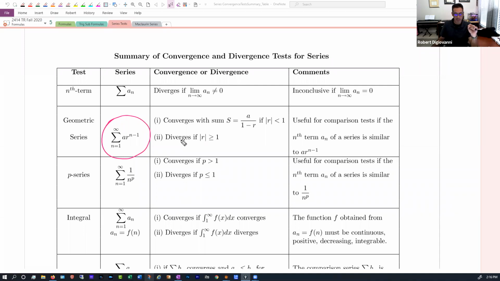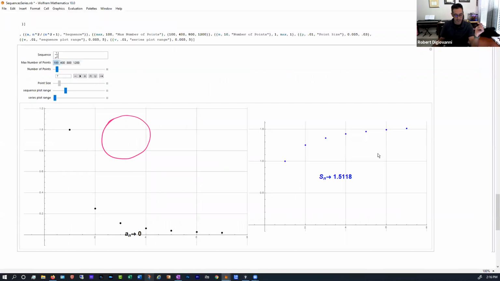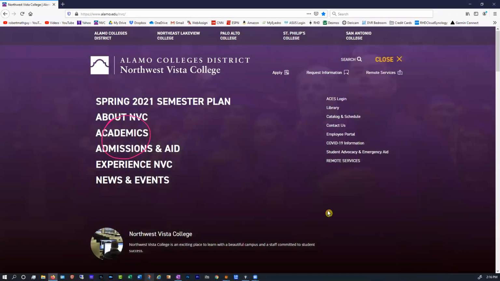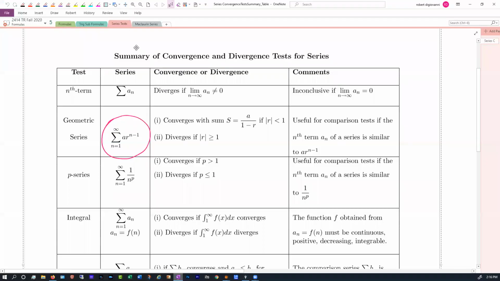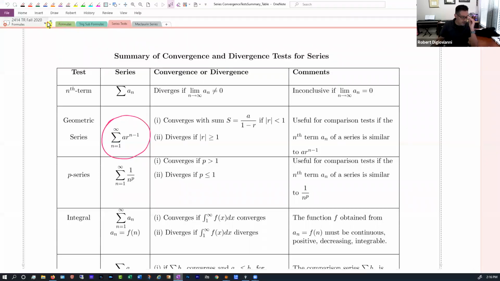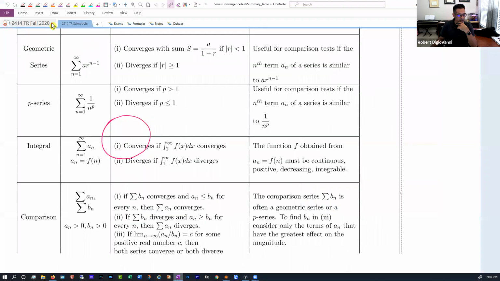Let's do a couple of examples of geometric series. Do we have that sheet anywhere in our files or something? Yeah, it's there. It's in Canvas under files, under formulas you can bring to tests.